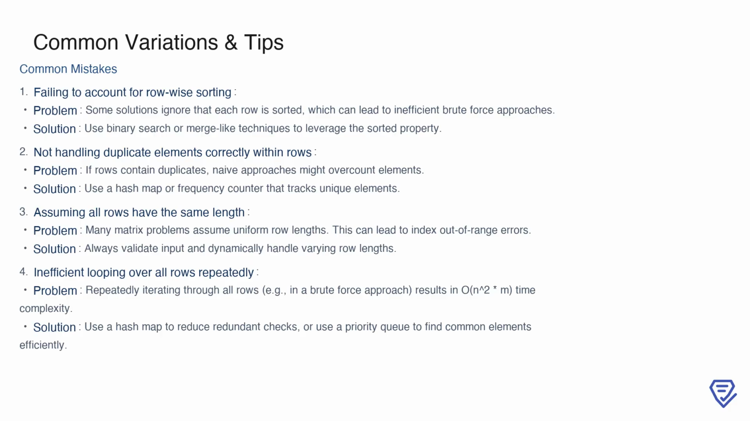Lastly, repeatedly iterating through all rows in a brute force manner can result in a time complexity of O(n²*m), which is highly inefficient. Instead, you can use a hash map to avoid redundant checks, or even employ a priority queue to efficiently find common elements across rows.